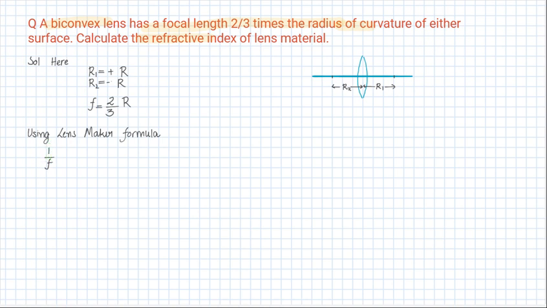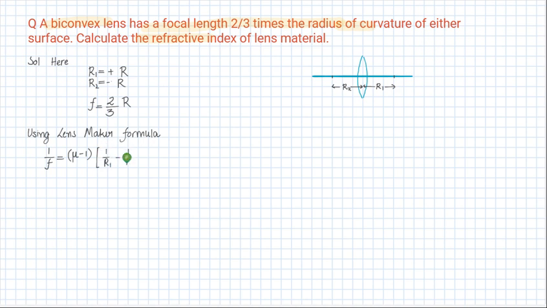Okay, next, they have not mentioned anything about the surrounding medium also. If they have not mentioned the surrounding medium, in that case you will assume the surrounding medium is air. If the surrounding medium is air, then the formula should look like this: mu minus 1. Next, inside the other bracket I have 1 by r1 minus 1 by r2.